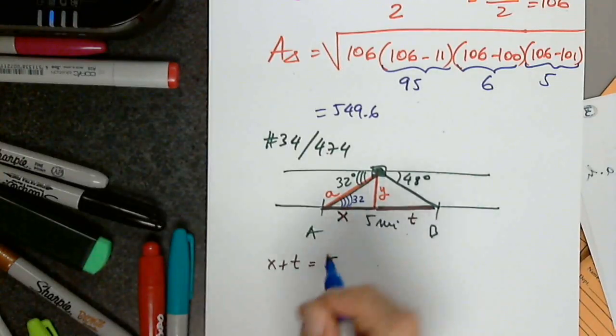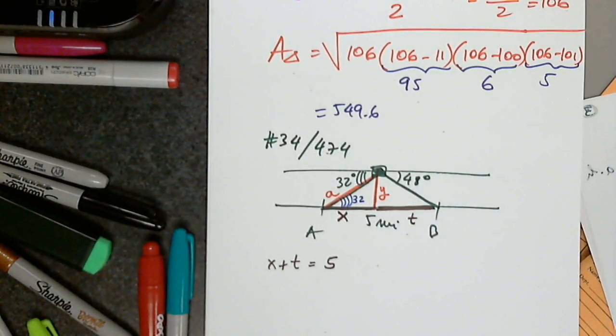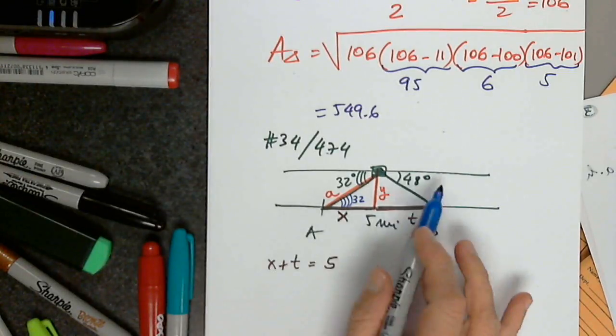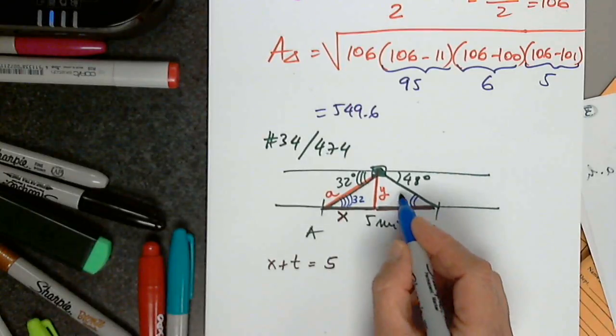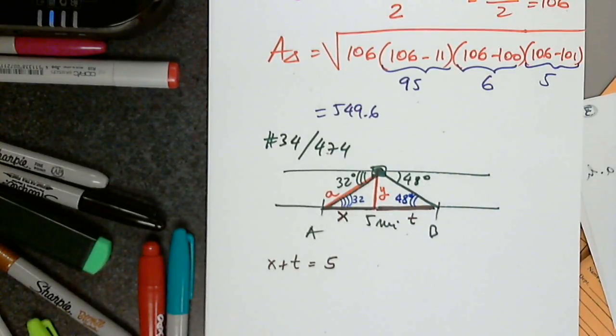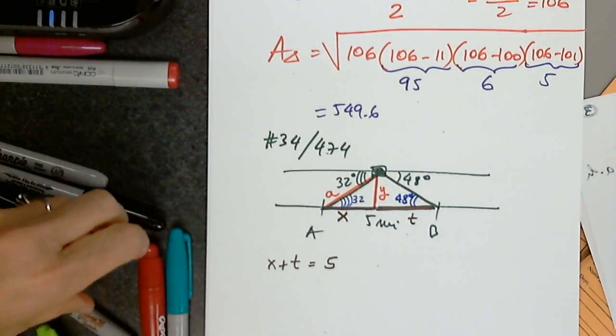Exactly. Absolutely. Alternate interior angles, formed by two parallel lines. Excellent. The other one's 48. Very good. So then this one is 48 degrees. Perfect. Good. So far, so good. Anything else?